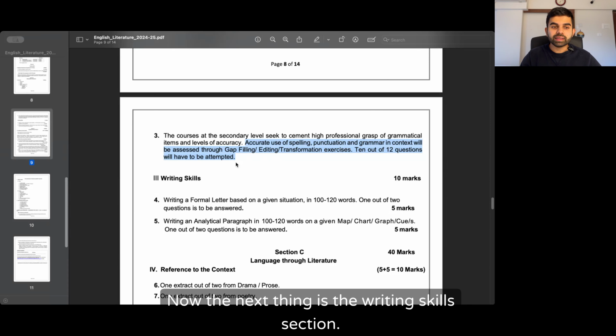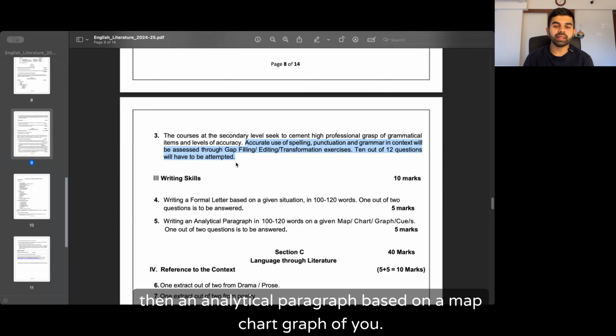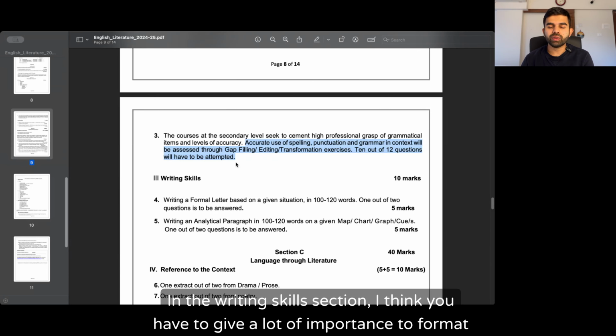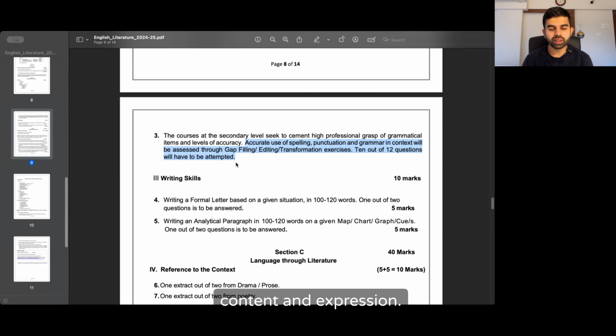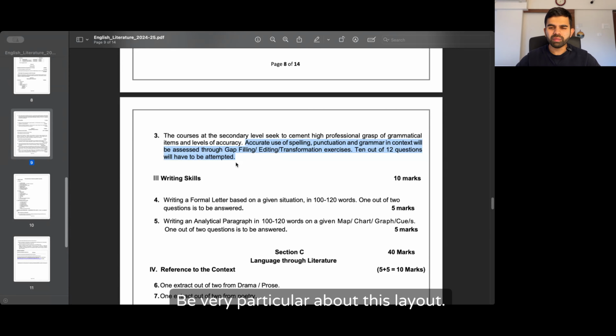Now, the next thing is the writing skills section. In the writing skills section, first you are expected to write a formal letter and then an analytical paragraph based on a map, chart, graph, or cue. I think you have to give a lot of importance to format, content, and expression. Format is basically the layout that they want you to follow. Be very particular about this layout. Make sure you stick to what you have practiced in the classroom.